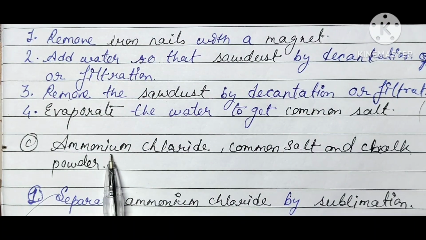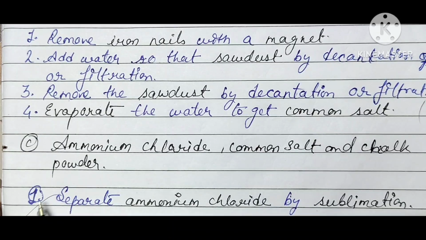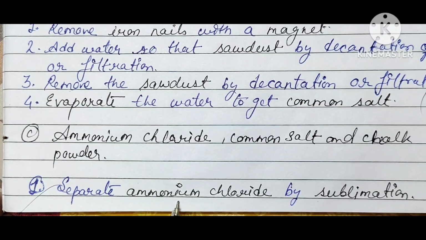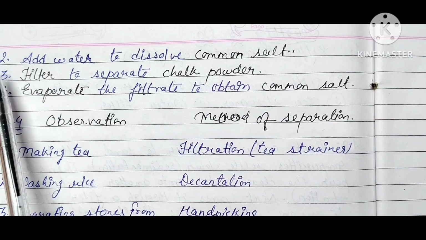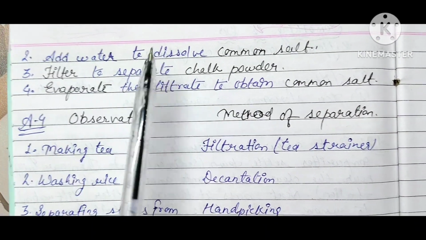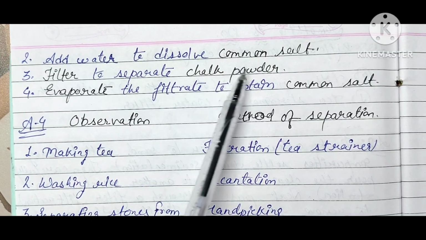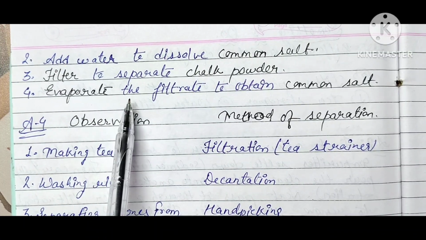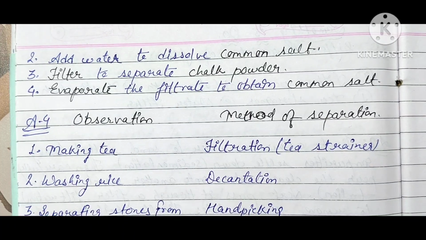Answer C. Ammonium chloride, common salt and chalk powder. First, separate ammonium chloride by sublimation. Second, add water to dissolve common salt. Third, filter to separate chalk powder. Fourth, evaporate the filtrate to obtain common salt.